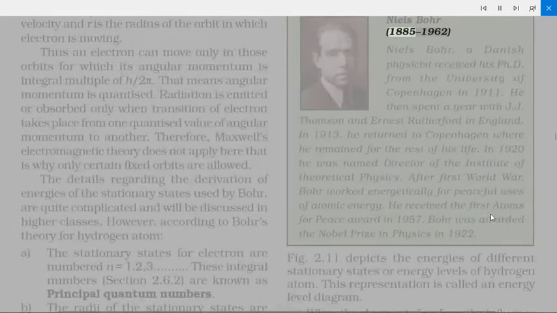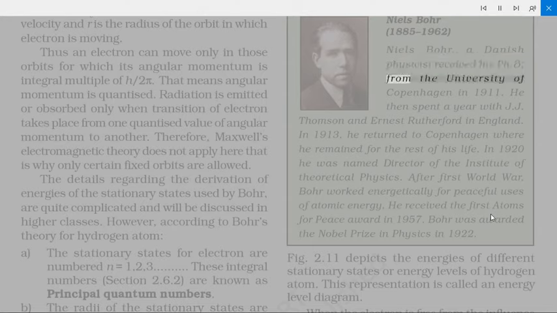Niels Bohr, 1885-1962. Niels Bohr, a Danish physicist, received his PhD from the University of Copenhagen in 1911. He then spent a year with J.J. Thomson and Ernest Rutherford in England. In 1913, he returned to Copenhagen, where he remained for the rest of his life. In 1920 he was named director of the Institute of Theoretical Physics. After the First World War, Bohr worked energetically for peaceful uses of atomic energy. He received the first Atoms for Peace Award in 1957. Bohr was awarded the Nobel Prize in Physics in 1922.